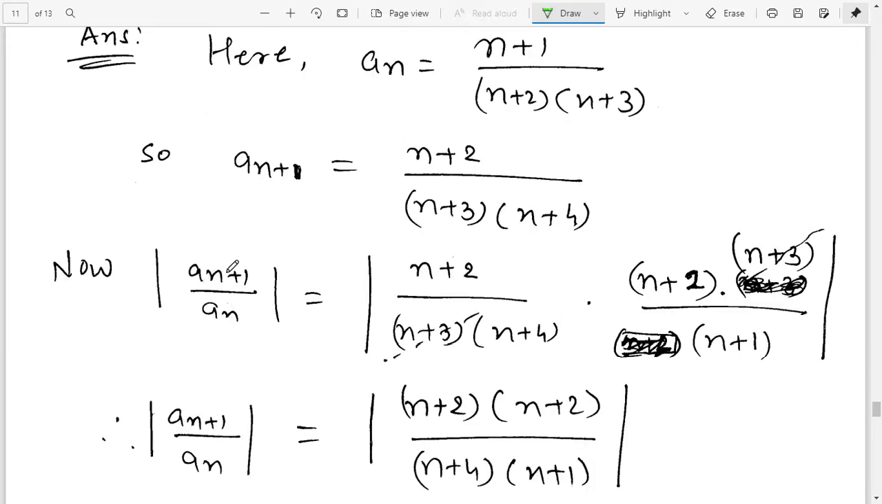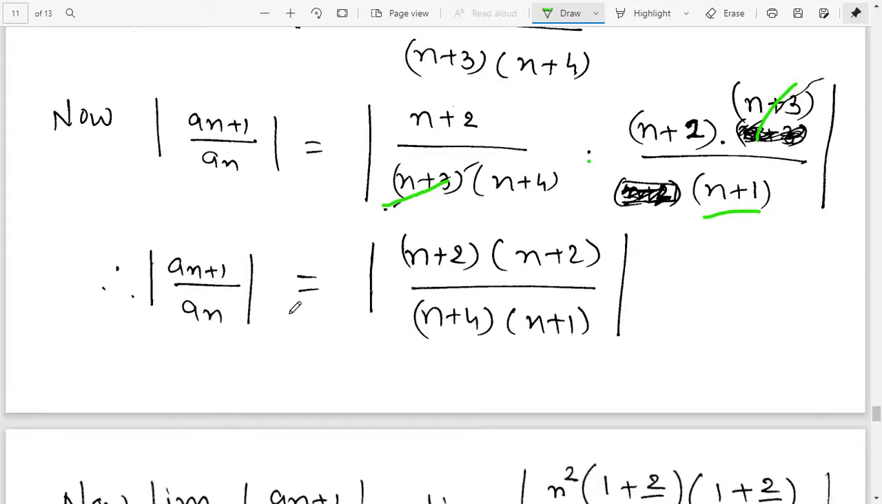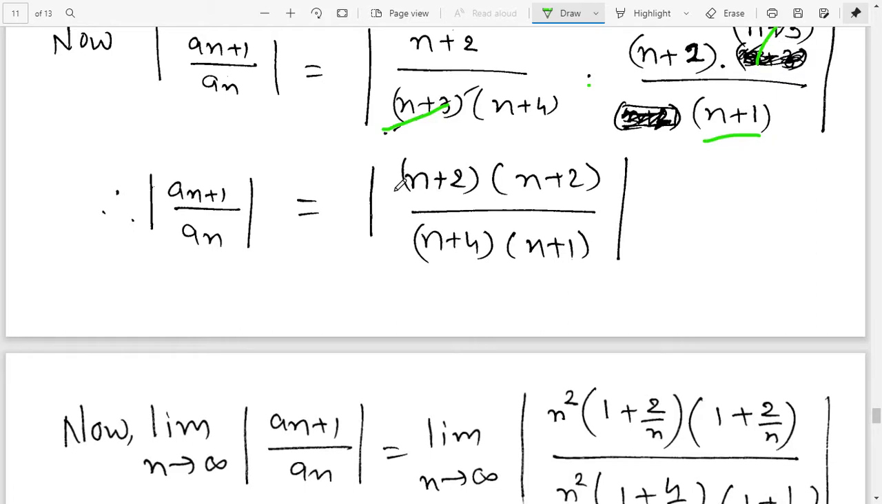So now mod a_(n+1) upon a_n is equal to (n plus 2) upon (n plus 3) into (n plus 4), into 1 upon (n plus 1) upon (n plus 2) into (n plus 3). So here n plus 3 and n plus 3 are cancelled out. So mod a_(n+1) upon a_n is equal to (n plus 2) into (n plus 2) upon (n plus 4) into (n plus 1). So now take n common out from both, so n square upon n square.